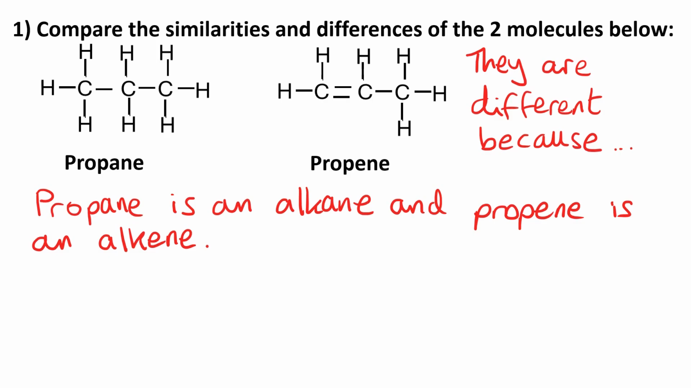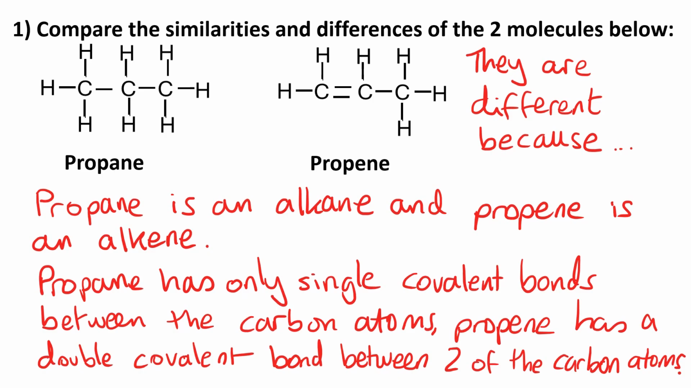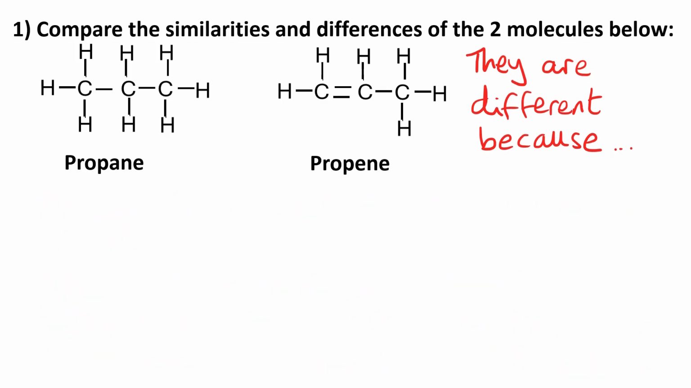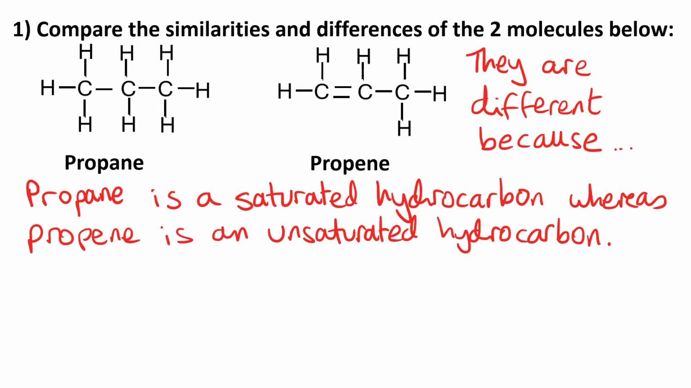And we can see that because propene has that double bond. We can also say propane has only single covalent bonds between the carbon atoms, whereas propene has a double covalent bond between 2 of the carbon atoms. There's other differences we could talk about. We could also say propane is a saturated hydrocarbon, whereas propene is an unsaturated hydrocarbon. Saturated means there's only single covalent bonds between the carbon atoms, and unsaturated means there's at least 1 double bond.